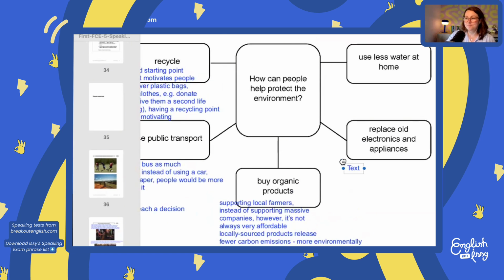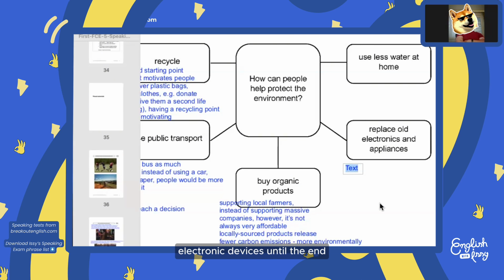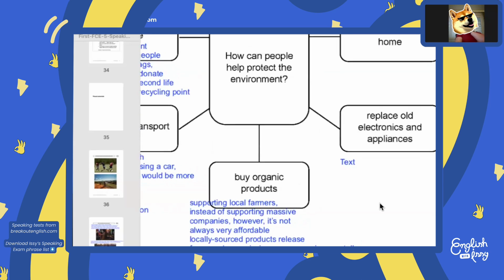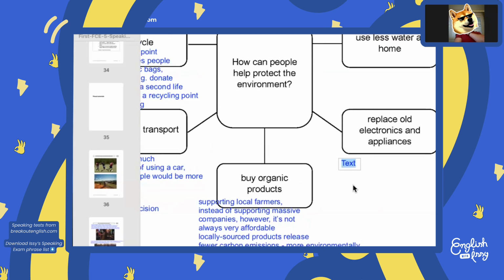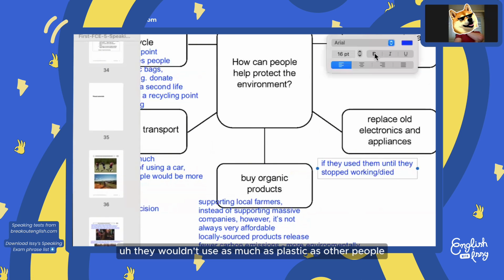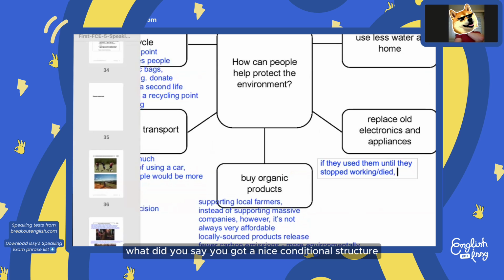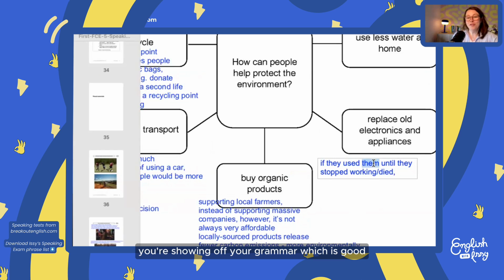It's a good one. If people would use their electronic devices until the end, until they die, then they wouldn't use as much plastic as other people. Got a nice conditional in there. Well done. You got a nice conditional structure. You're just showing off your grammar, which is good.